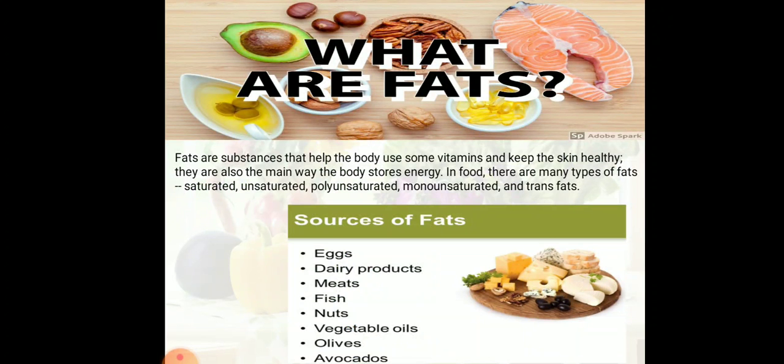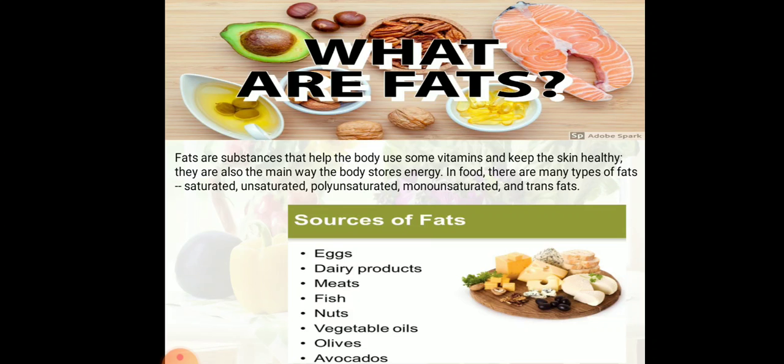It provides us with energy. Of course, carbohydrates which we have seen were also a good source of energy, but fats provide us energy, in fact a little more energy as compared to carbohydrates. Fats are used as energy stores in our body.